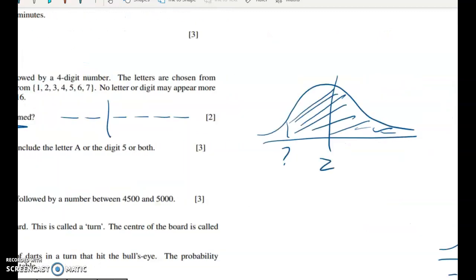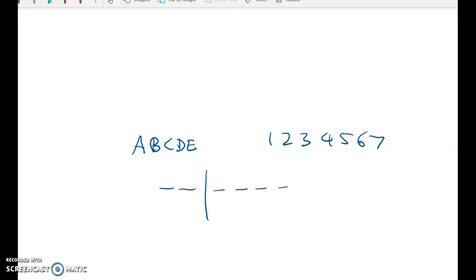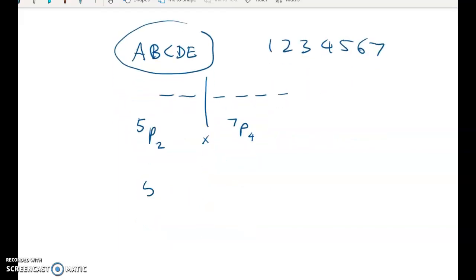Well, this bit's not too bad. Let's start over here. We've got A, B, C, D, and E. And then we've got 1, 2, 3, 4, 5, 6, 7. So drawing out our little blanks, we've got 5 letters here, and the order matters. So it's 5P2 times 7P4. Because there are 5 ways to place the first letter, and then there are 4 letters left. And then there are 7 ways to place the first number, 6 numbers left, 5 numbers left, 4 numbers left.